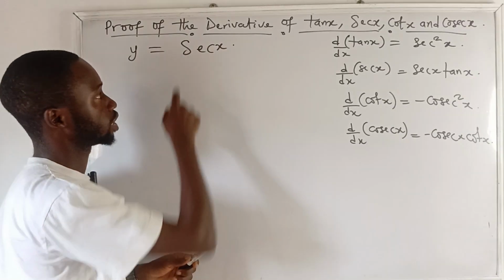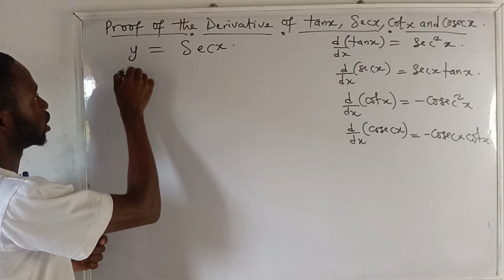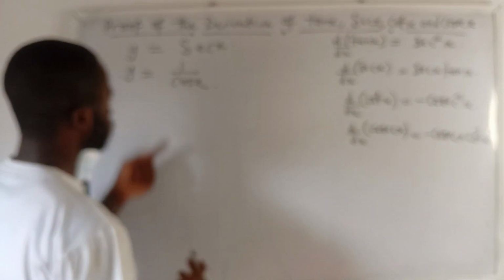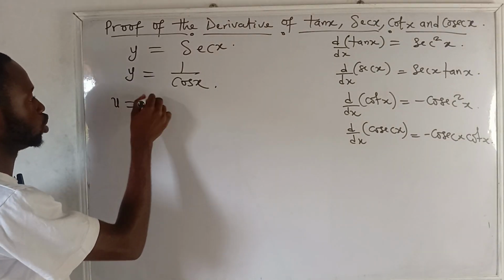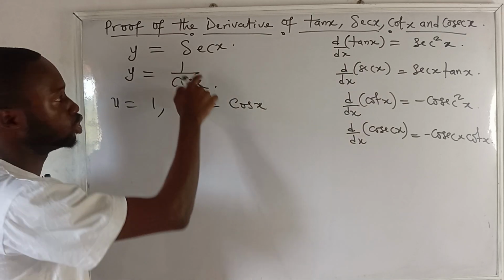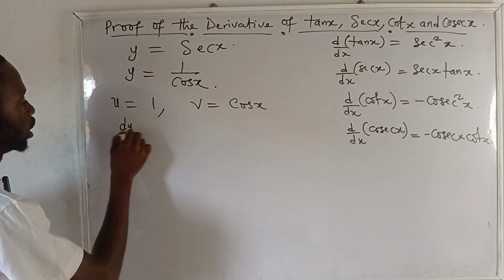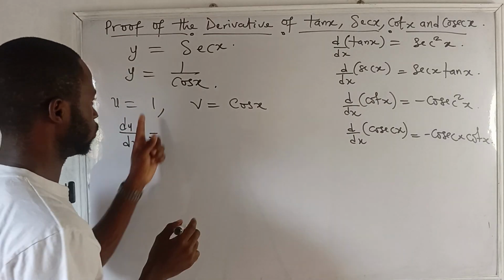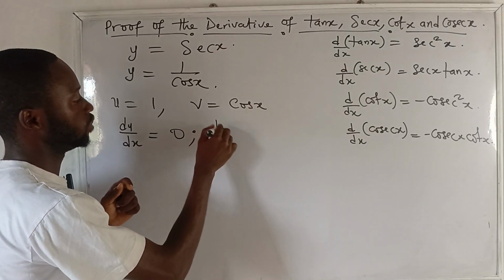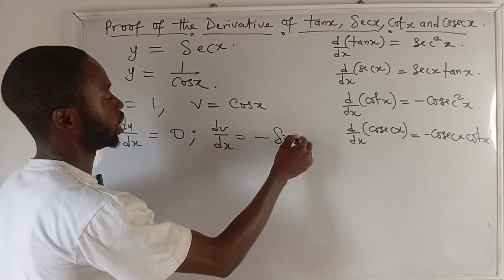Our next one is sec x. Remember that we said initially that sec is the same thing as 1 over cos x. So if this is 1 over cos x, then u is 1 and v is cos x, because the numerator will be u and the denominator will be v, in order to use the quotient rule. Then du dx: if we differentiate 1, that's a number, it will give us 0. Then dv dx: if we differentiate cos x, we have minus sine x.